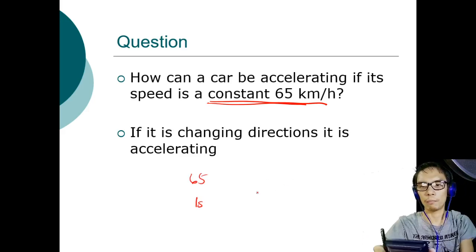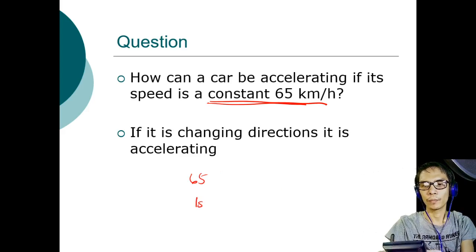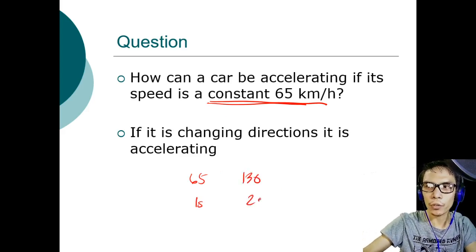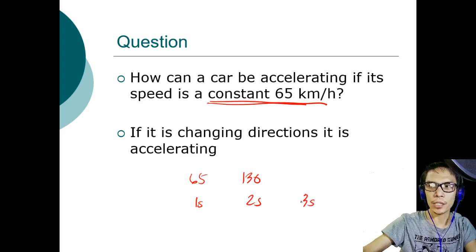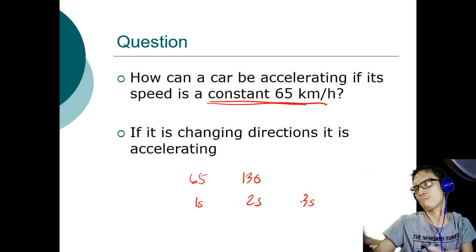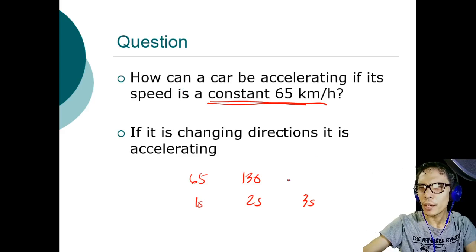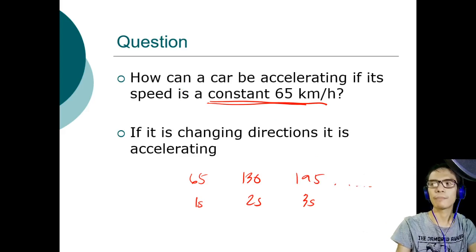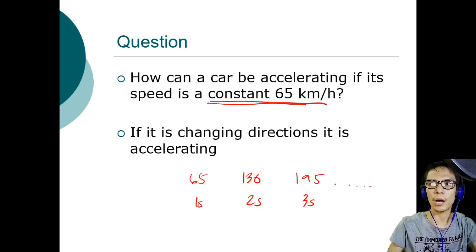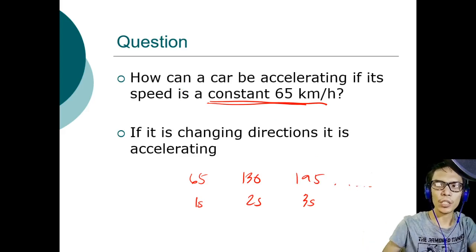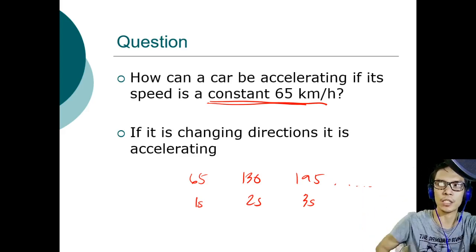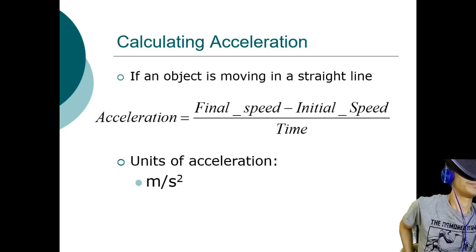then at 2 seconds we have 130. So 130 in 2 seconds, then at 3 seconds, it will be 195, and so on and so forth. So it is accelerating. So the velocity of the object increases at a constant rate.